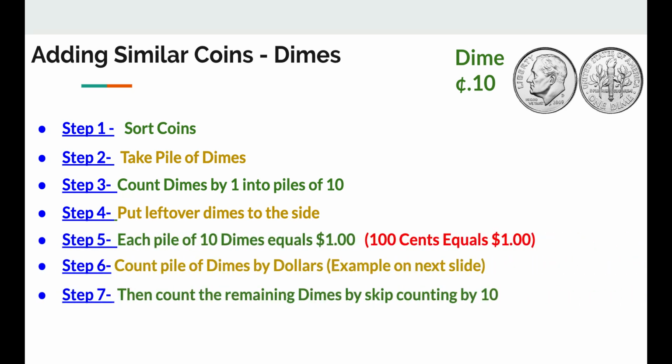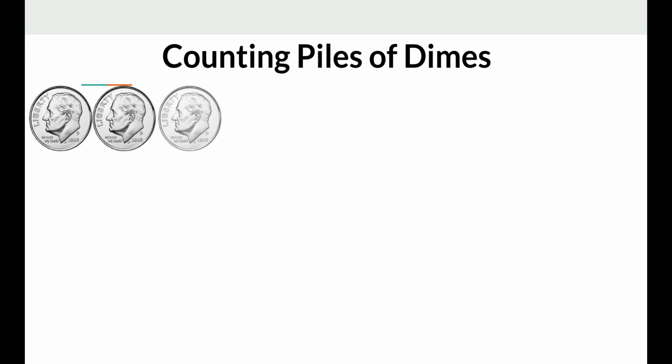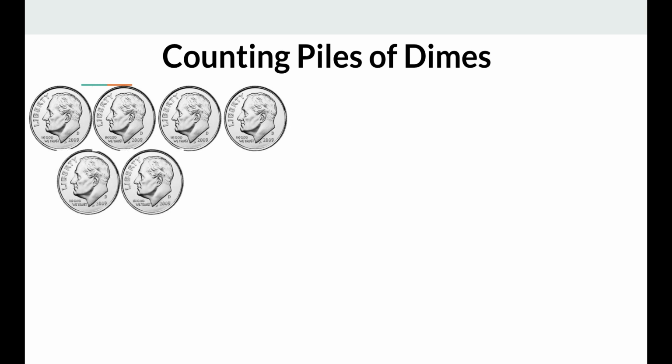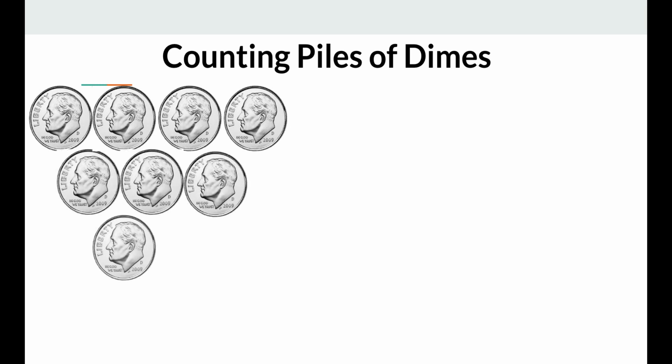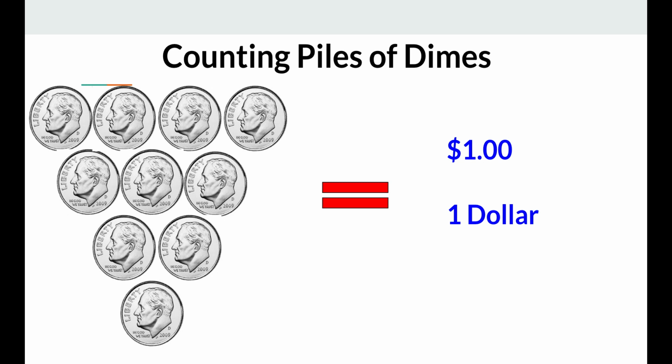And here's an example on the next slide. So counting piles of dimes, we have 10 cents, 20 cents, 30 cents, 40, 50, 60, 70, 80, 90, 100 cents, and 100 cents equals $1. All right, so that's why we're going to make piles of 10. It'll be nice and easy to count.